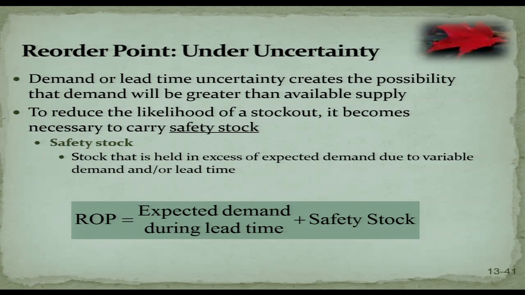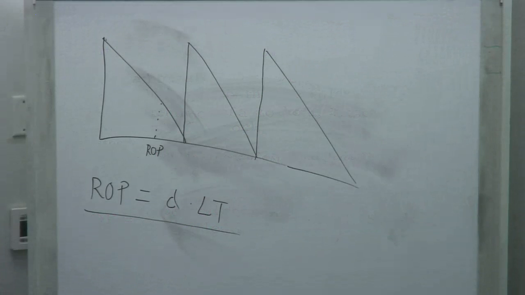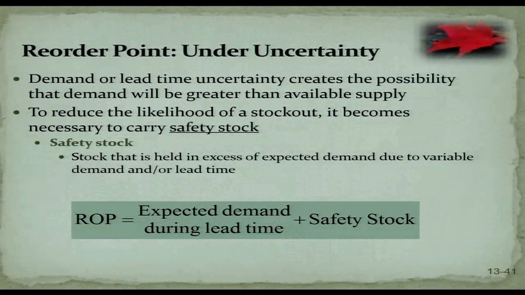Without uncertainty, this formula is enough. Very straightforward. But most likely, we will have uncertainty in either the demand rate or the lead time, or both. Then we'll have the possibility that demand will be greater than the available supply or your inventory. We want to reduce the likelihood of stockouts, because we don't want to disappoint our customers.